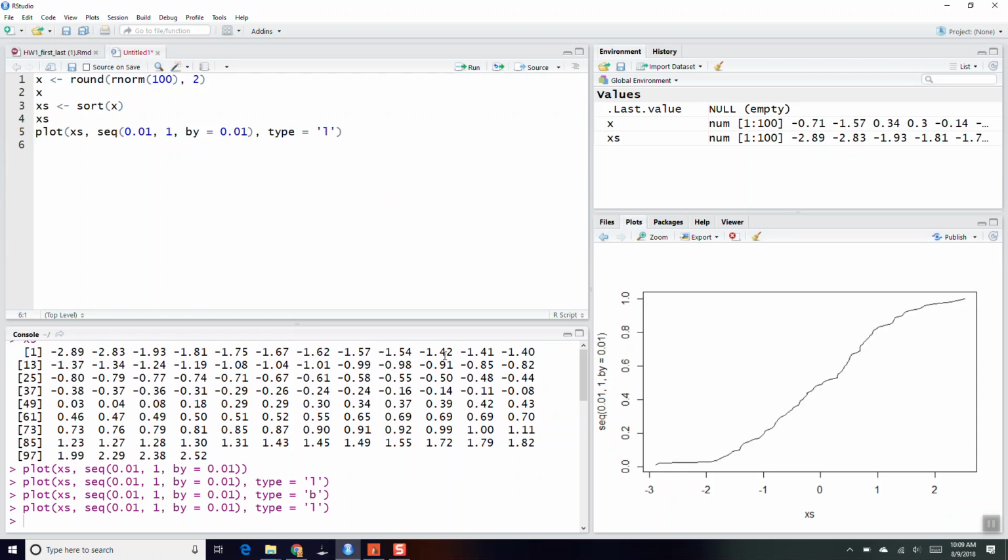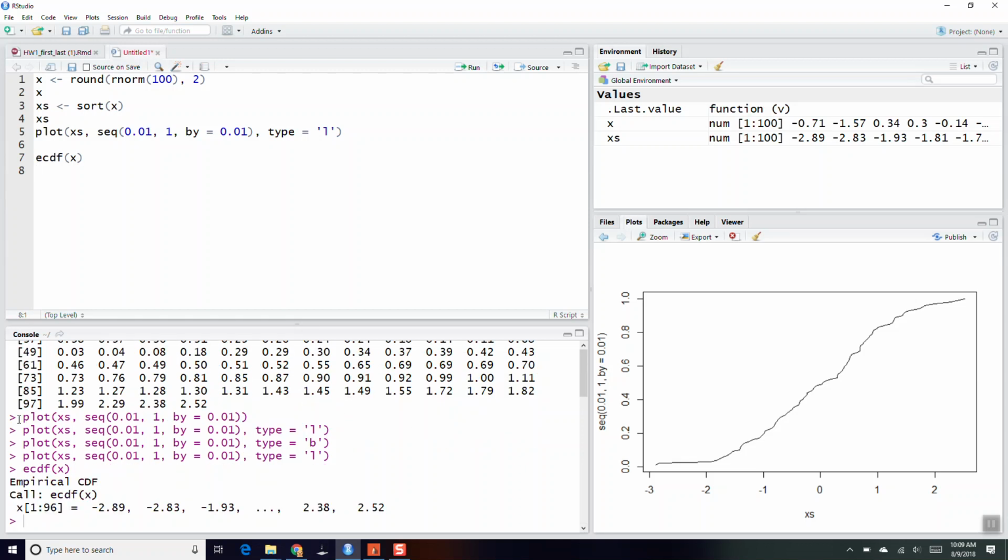Okay, this is kind of what your empirical CDF looks like. It's a plot between the values in your data set versus the percentile, which will range from 0 to 1. R has a nice function that does it for you. You don't have to do any of this stuff. You just do ecdf(x), and that will produce the empirical CDF.